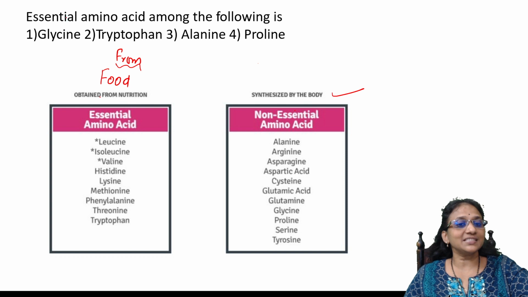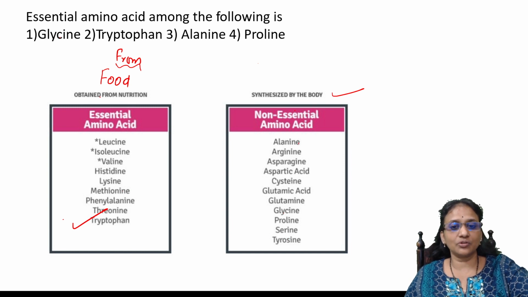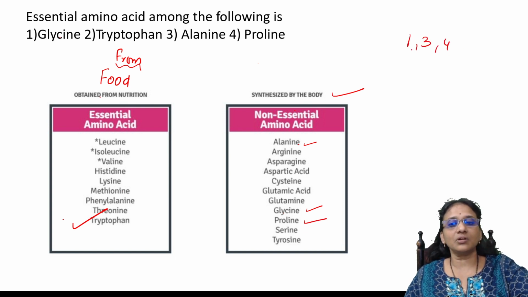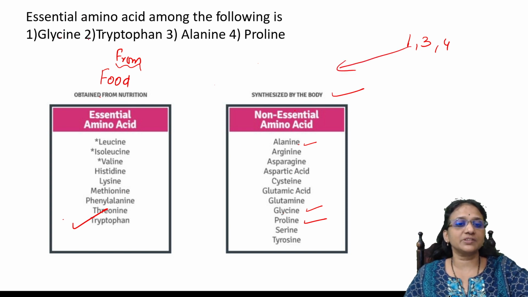So they've asked me for the essential amino acid among the following. See here, tryptophan. Tryptophan is an essential amino acid. Glycine is non-essential. Alanine is also non-essential. And proline also is non-essential. So options 1, 3, 4 are all non-essential amino acids, and option 2 is the essential amino acid. Remember this table, very important.